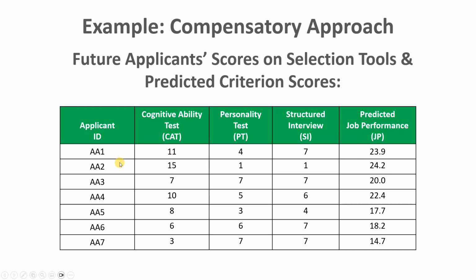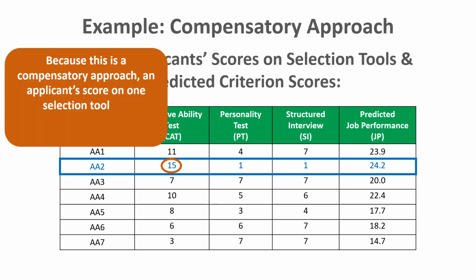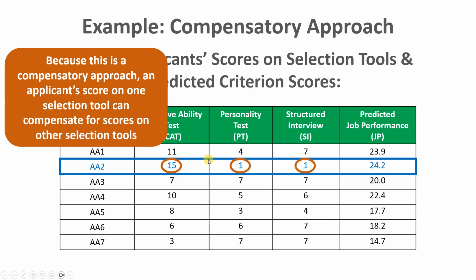So imagine that we have 6 other applicants as well, and here are their data, which are displayed here for each one of the selection tool variables, which are our predictors in the model, as well as our predicted criterion or job performance score here. Now, because this is a compensatory approach to informing selection decisions, an applicant's score on one selection tool, such as the cognitive ability test here, as you see 15 for applicant AA2, can compensate for scores on other selection tools.